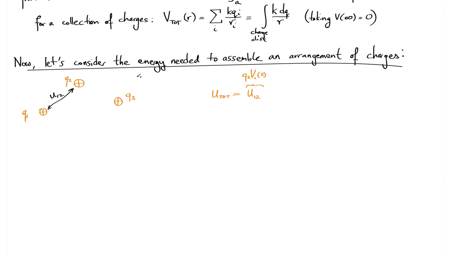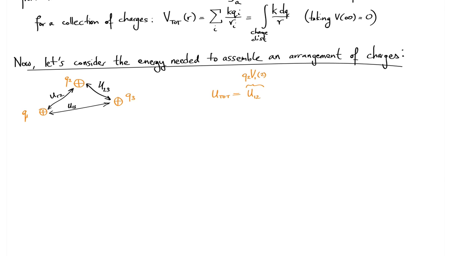And so basically, as I'm bringing Q3 in, it's going to experience some electric field from Q2 and also one from Q1, right? And so there's some potential that Q3 is going to feel from Q2. I'll call that U23. And it's also going to feel some potential from Q1, which I can call U13.